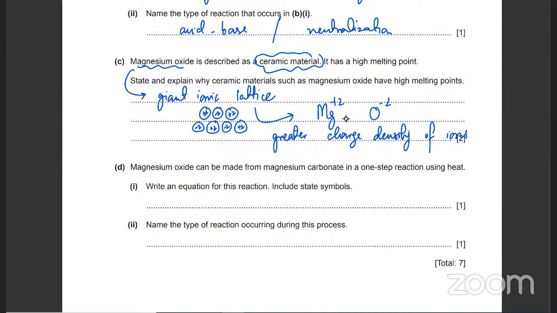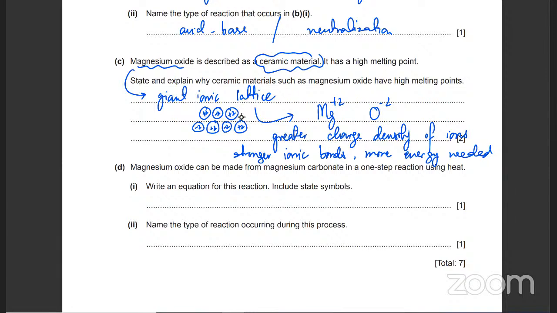Both ions are very small, so the ionic lattice is going to be very tightly packed. And because the charge is greater, +2 and -2, the attraction is going to be a lot stronger. So due to greater charge density of the ions, there are stronger ionic bonds. More energy is needed to break the lattice. Hence, they have very high melting points.